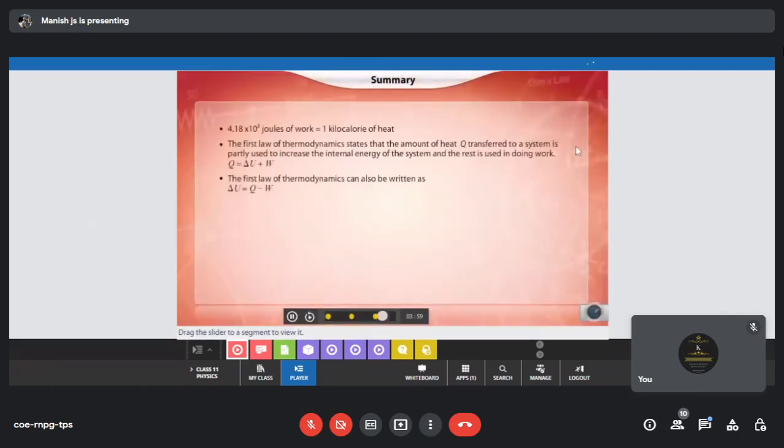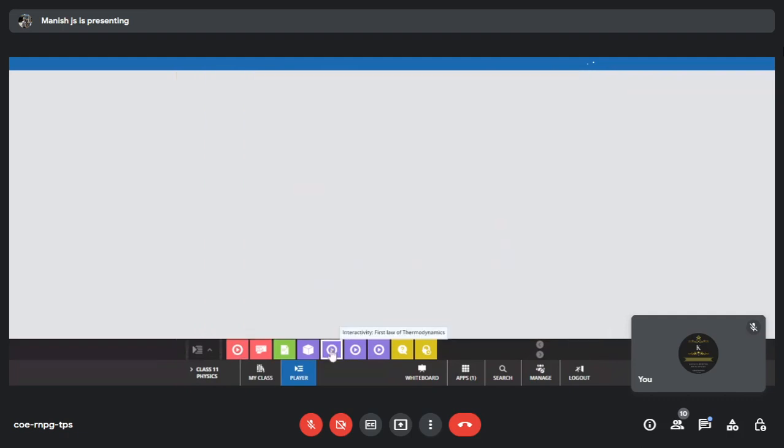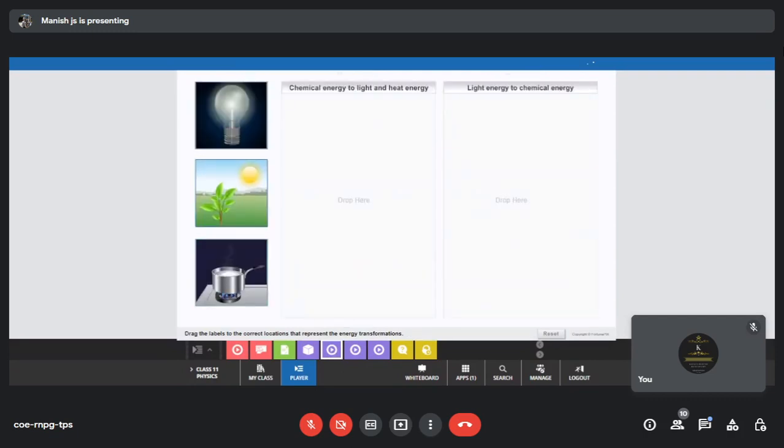Now let's recapitulate what you have just learned in this animation. So this is a summary. Okay, so this is all about the first law of thermodynamics. So we have seen this. So we move on to the next module. We will see this in 3D version again for a better understanding. But before that, a small activity based on the understanding, and then we'll go to the other parts.